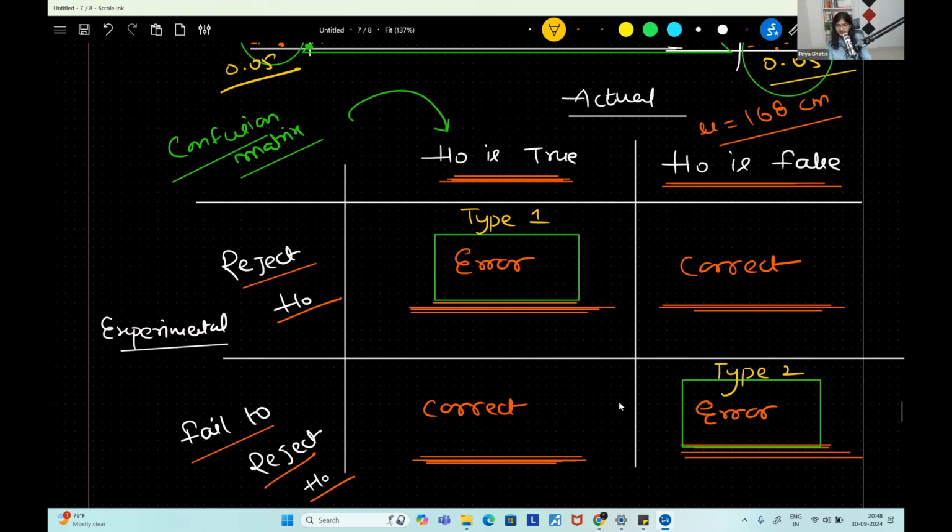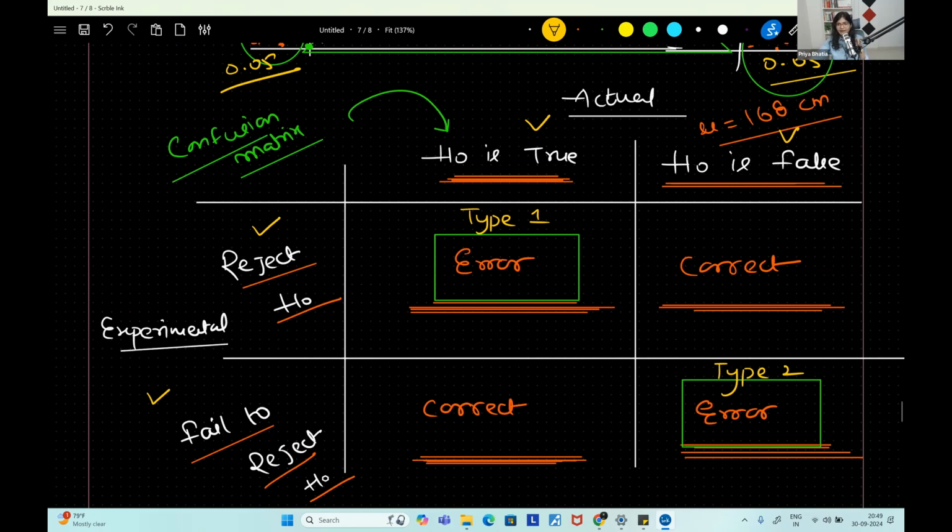Type 1 error is when your actual null hypothesis is true, but your experiment rejects it. Type 2 error is vice versa. If you understand any one error, maybe type 1, then type 2 is the vice versa. Vice versa meaning actually your null hypothesis is false, but your model fails to reject it. That's the whole idea. Is the difference between type 1 versus type 2 error clear to everyone?